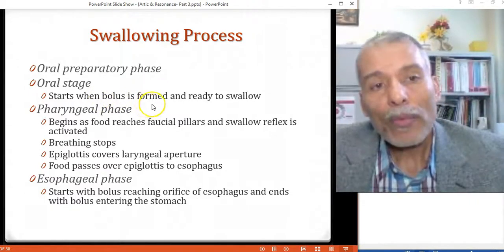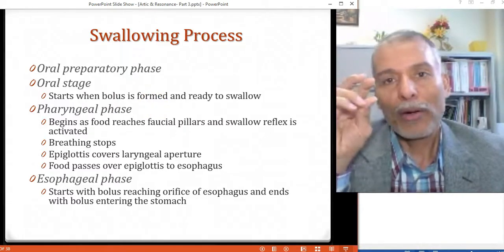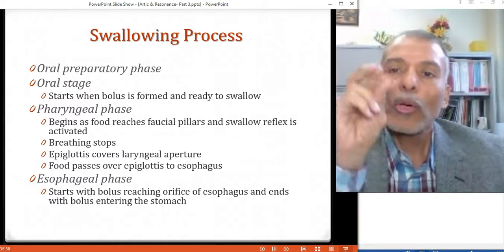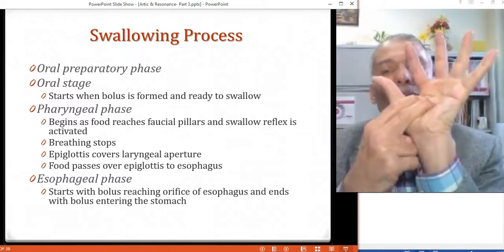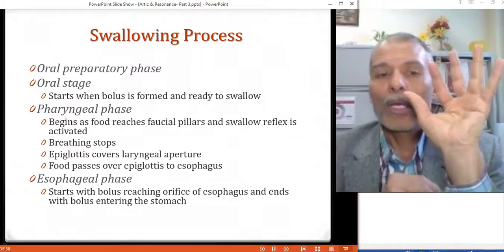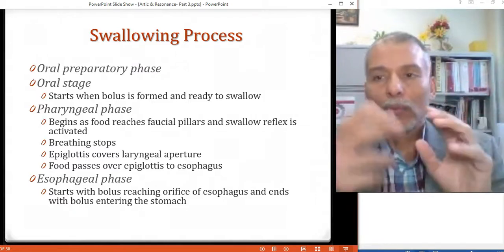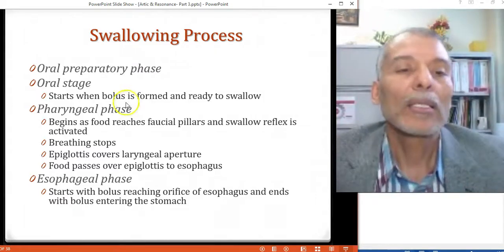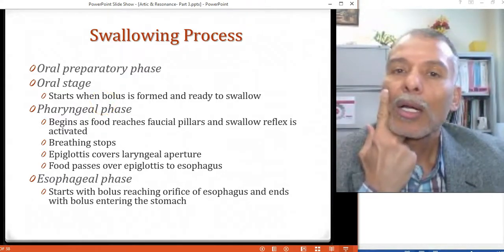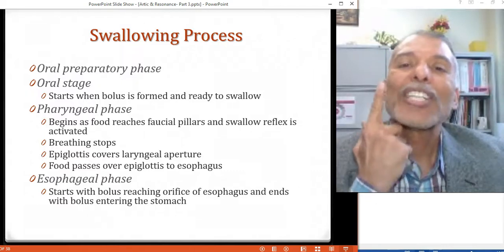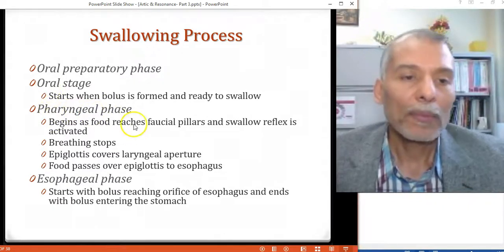The oral prep phase ends when the food or liquid, whatever you are preparing to swallow, is formed into one cohesive bowl, or bolus, that is ready on the center of the tongue and ready to swallow. Once you start moving it, and it reaches the end of the oral cavity where the faucial pillars are, this is where the oral prep stage ends. I need you to be prepared to discuss each stage.